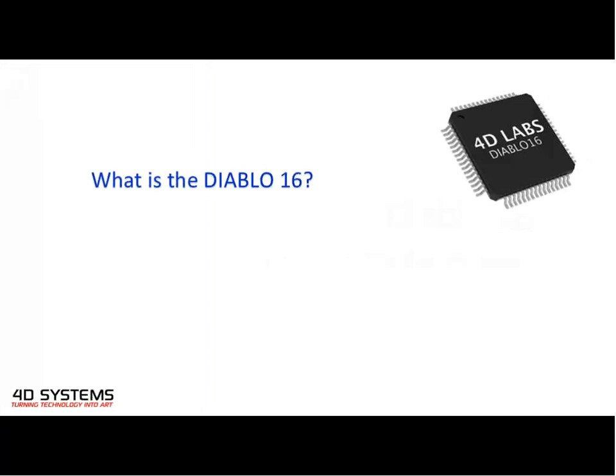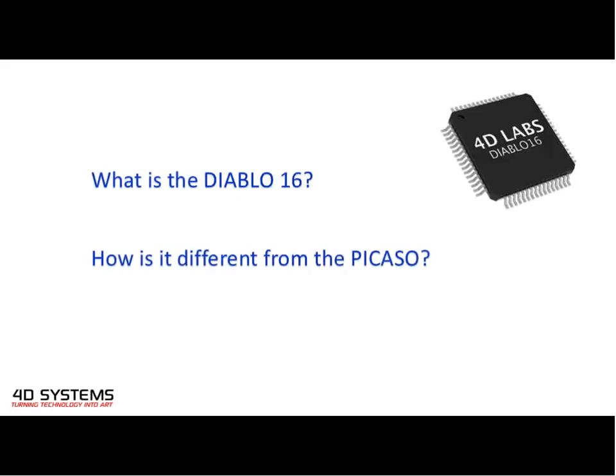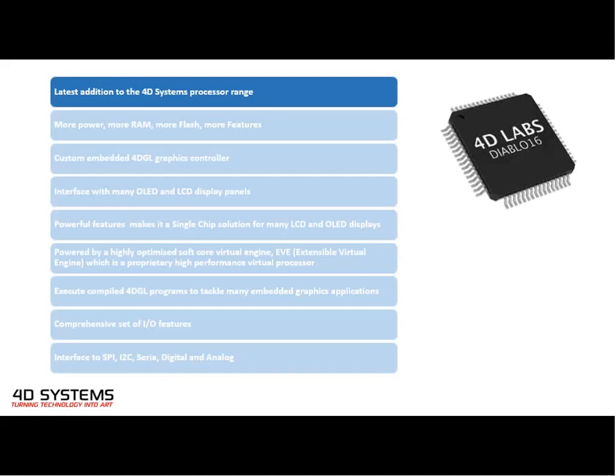So what is actually the Diablo16, and what's the difference between Diablo16 and the Picasso? So how is it different from the Picasso? Well, this Diablo16 is the latest addition to the 4D Systems processor range, and compared to the Picasso, it has more power, more flash, more features.